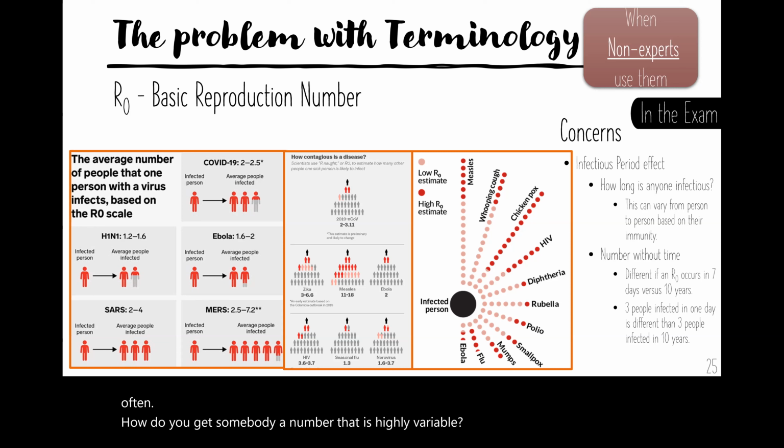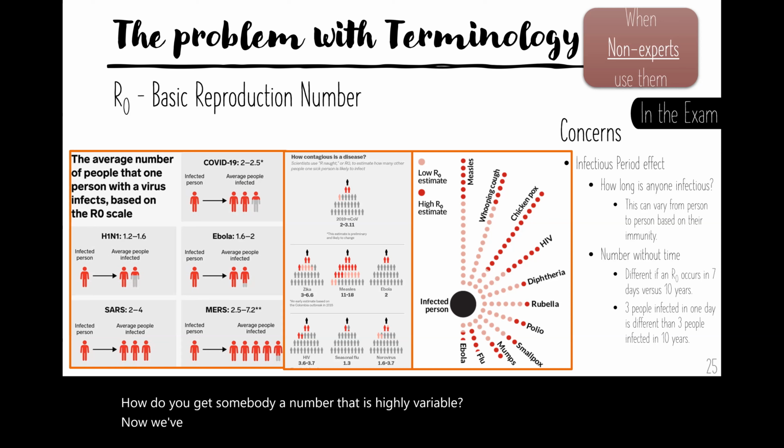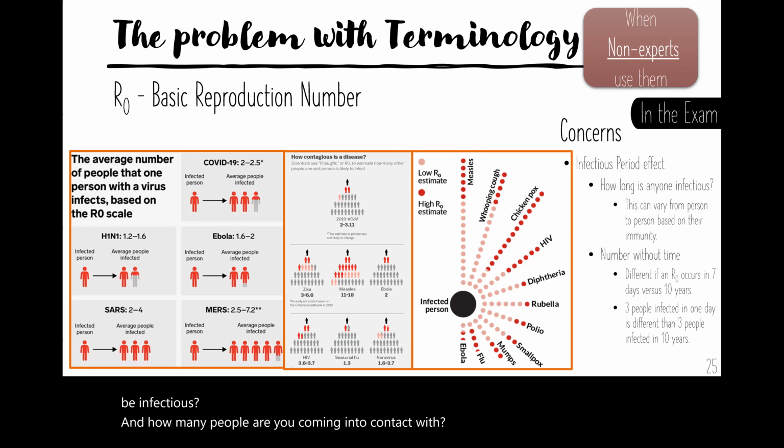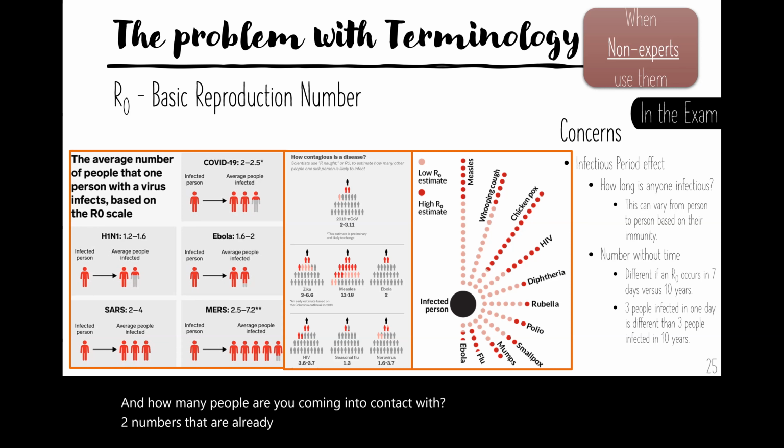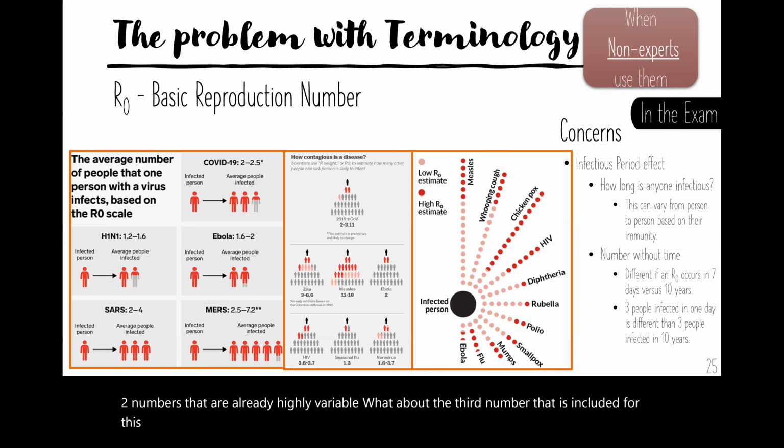Now, we've already included 2 factors that are kind of erroneous. How long can somebody be infectious? And how many people are you coming into contact with? 2 numbers that are already highly variable. What about the third number that is included for this? The infection rate. How infectious somebody is.